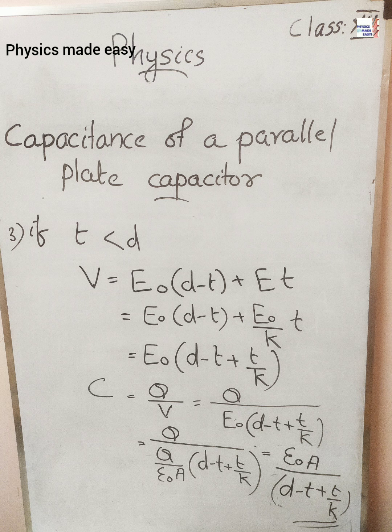Then our equation for capacitance is C is equal to Q by V. Then Q by E0 into D minus T plus T by K. Then E0 equal to Q by epsilon 0 A. So Q by epsilon 0 A into D minus T plus T by K. There you can cancel Q. Epsilon 0 A will go to the numerator. Then capacitance is equal to epsilon 0 A by D minus T plus T by K. That is the capacitance. Thank you.